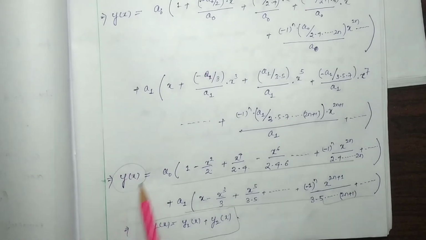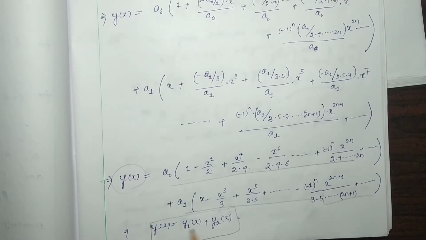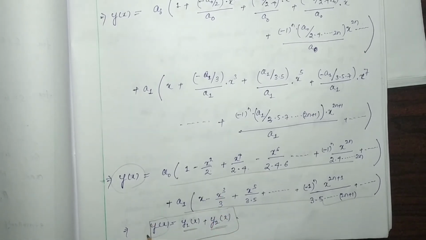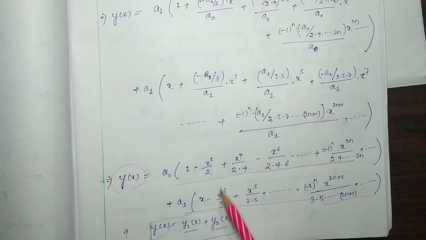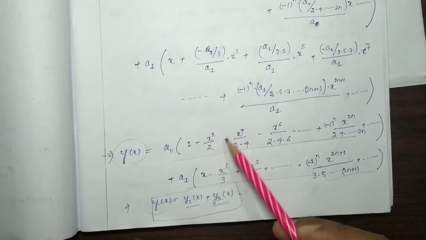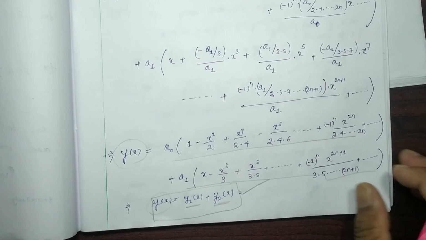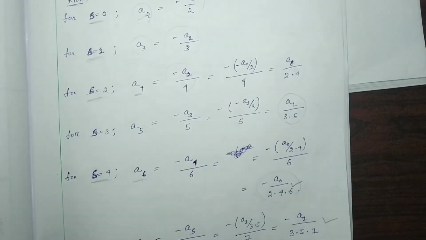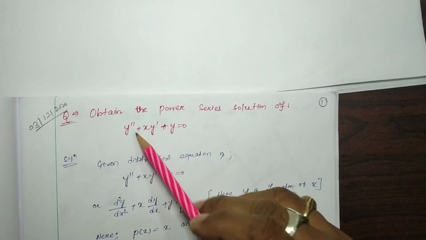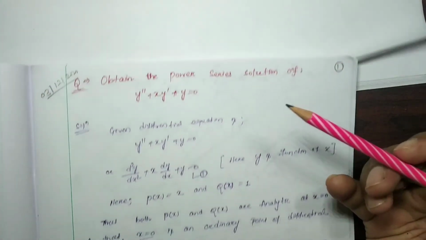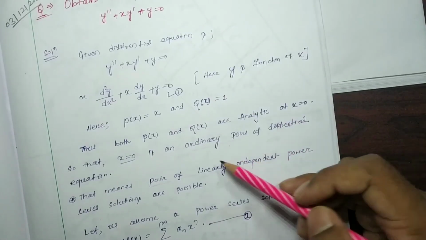So y can be written as y1 of x and y2 of x, which means the general solution is the sum of two linearly independent series or linearly independent solutions. So this is all about the general solution of the differential equation y double dash plus x y dash plus y equal to 0, having an ordinary point at x equal to 0.